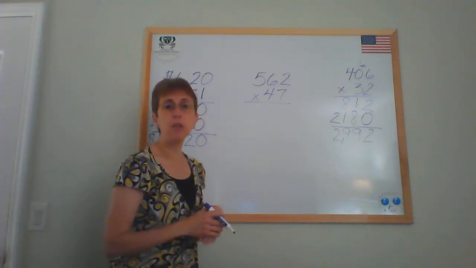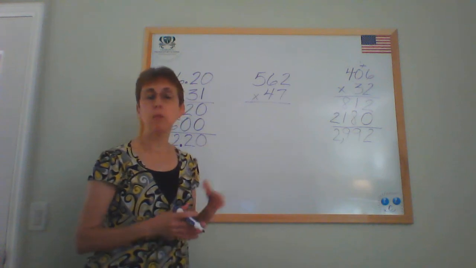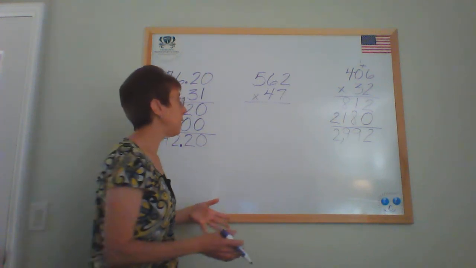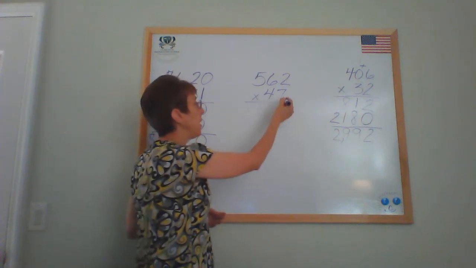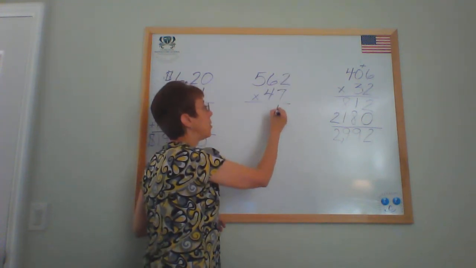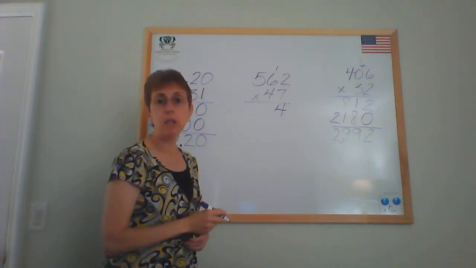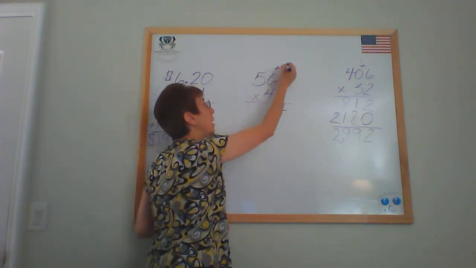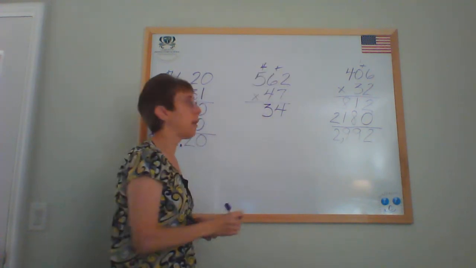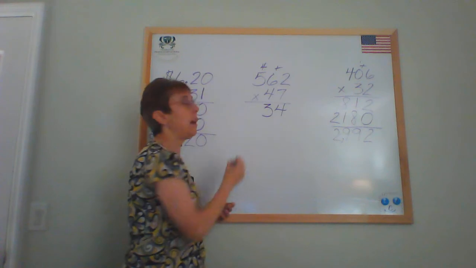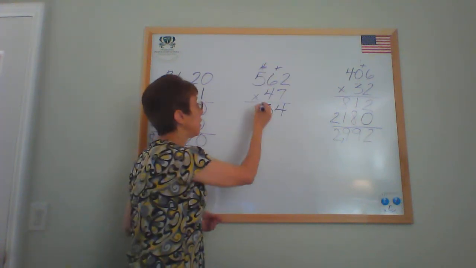Over here we have 562 times 47. Again, that 47 is the same as 40 plus 7. So we start with the digit that's in the ones place, which is 7, and we multiply 7 times 2 equals 14. We put down the 4, we carry over the 1. 7 times 6 is 42, plus 1 is 43. Put down the 3, carry over the 4. 7 times 5 is 35, and 35 plus 4 is 39.